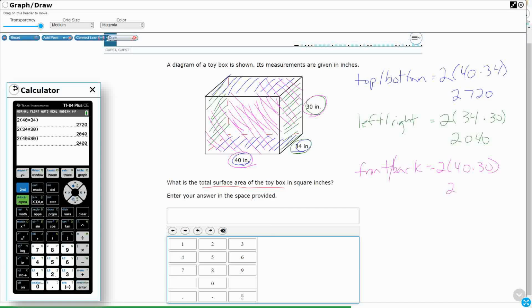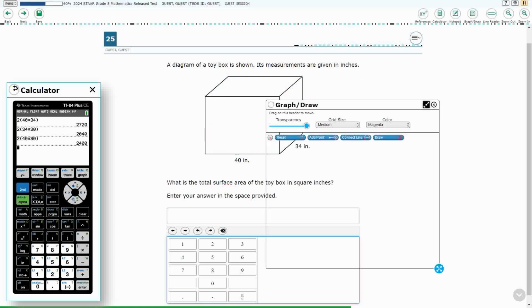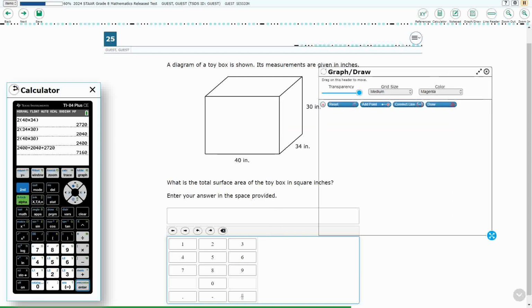Now, if I wanted to, I could simply add all those up. So we're going to do 2400 plus 2040 plus 2720, and that's going to give me my total surface area, 7160. Because what I did is I just took all 6 faces and added those up. So I can put in 7160 as my answer.